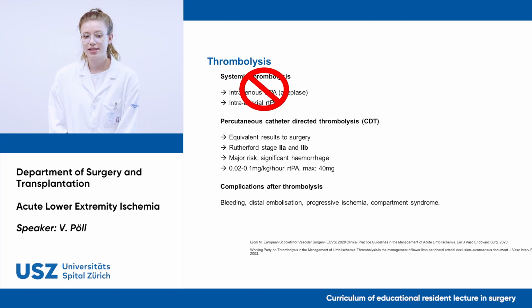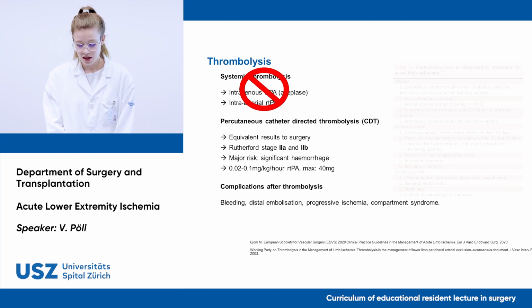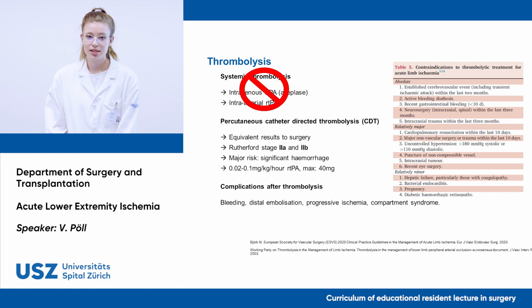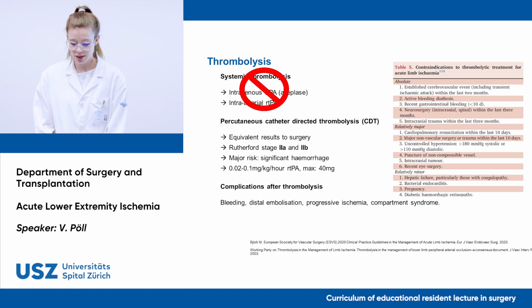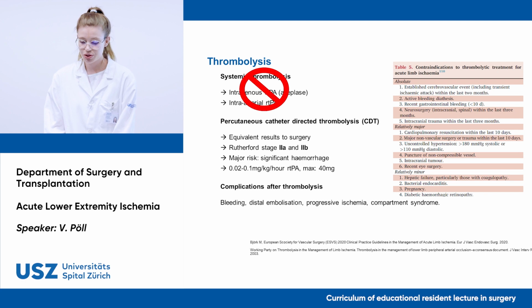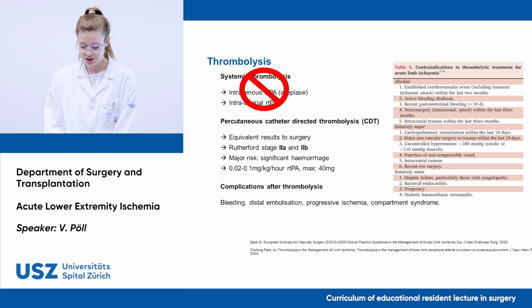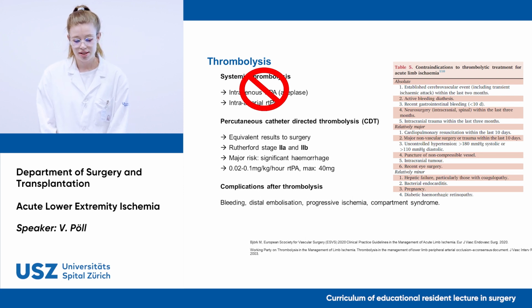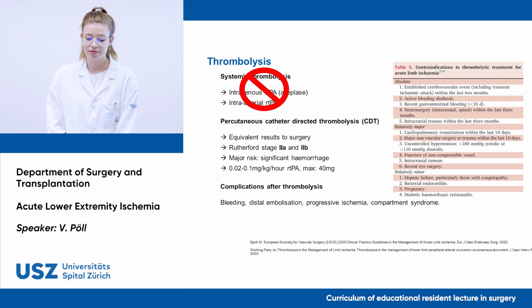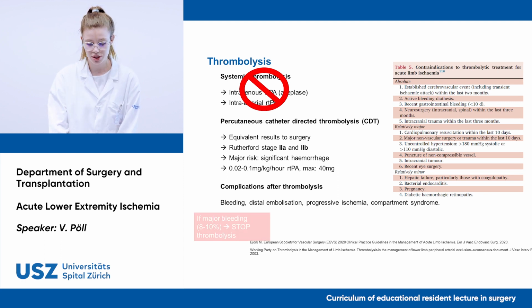So one must consider these contraindications. And the Working Party on Thrombolysis in the Management of Limb Ischemia has introduced absolute, relatively major, and relatively minor contraindications for thrombolytic treatment that you need to consider. Other complications are distal embolization, progressive ischemia, and compartment syndrome, which will be discussed later in this presentation.